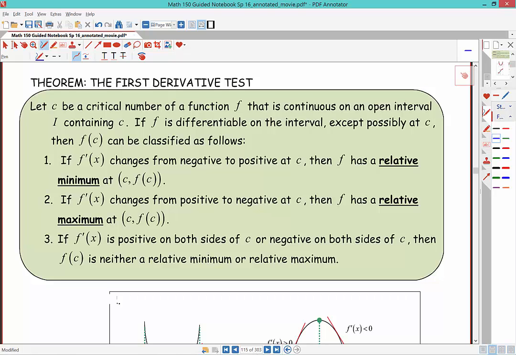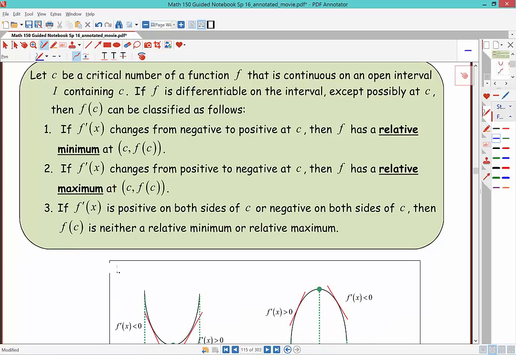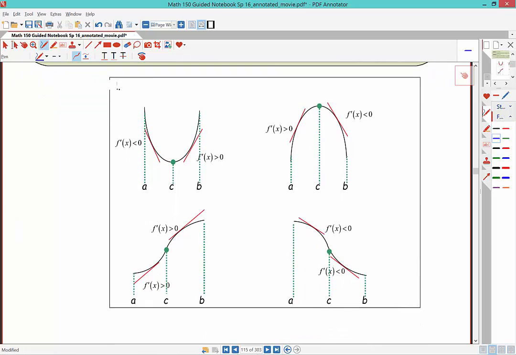Now, sometimes you get this weird stuff that happens where you get a critical number, something's going on, but it's the same sign on either side. And if that's the case, then it's neither a relative minimum or a relative maximum, just something funny's going on there. So here's a visualization.